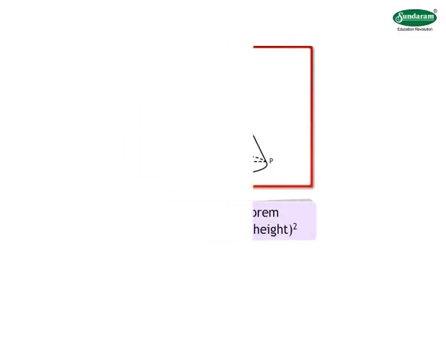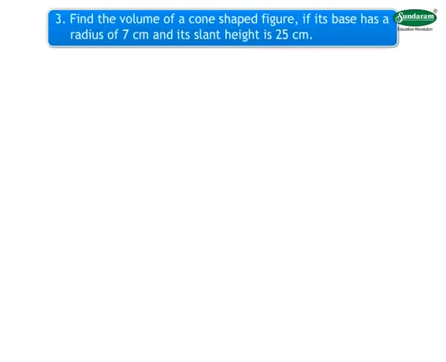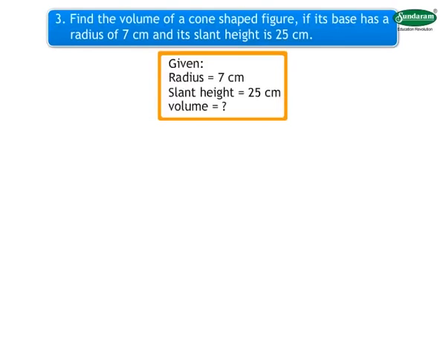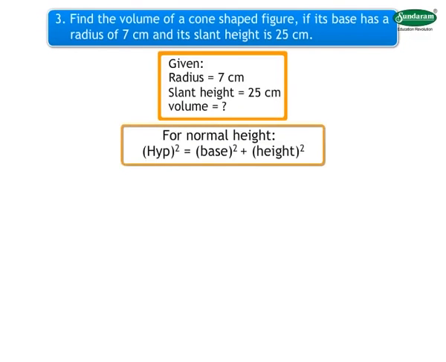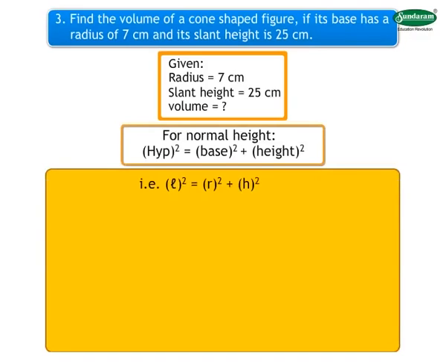3. Find the volume of a cone-shaped figure if its base has a radius of 7 cm and its slant height is 25 cm. Given radius is equal to 7 cm, slant height is equal to 25 cm. You have to find the volume. Here we substitute the Pythagoras theorem to find the normal height of the cone. Thus, the hypotenuse square is equal to the base square plus the height square, which means the slant height square is equal to the radius square plus the normal height square.